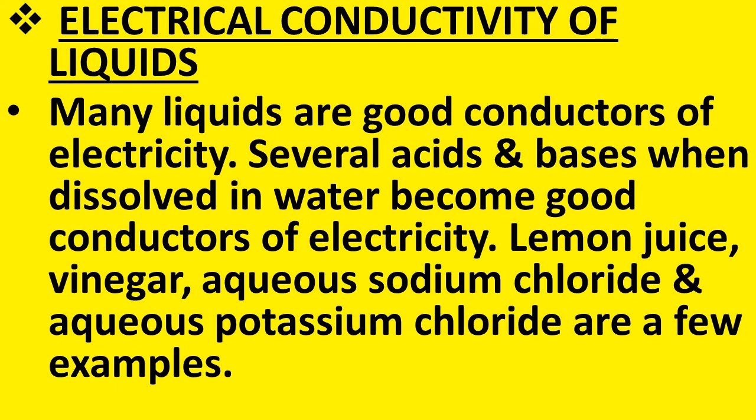When several acids or bases are dissolved in water, they become good conductors of electricity. Such examples are lemon juice, vinegar, that is also an acid, and aqueous sodium chloride, that is sodium chloride dissolved in water. Similarly, potassium chloride dissolved in water are all examples of liquids that conduct electricity.